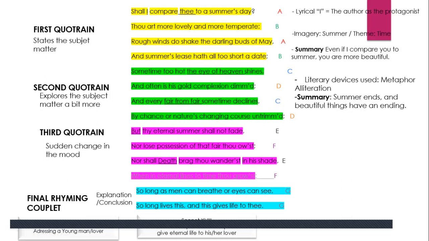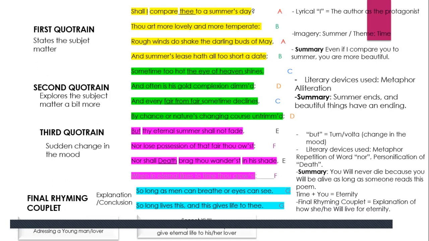Notice that in the third quatrain we have something that is called the turn or volta. Here it is written turn or volta, because there is a change in the mood of the story that is being told. But thy eternal summer shall not fade. So your beauty shall not fade. This is a metaphor. Summer stands for beauty. Nor lose possession of that fair thou owest. So you will not lose possession of your beauty.